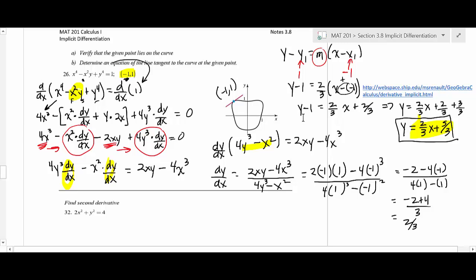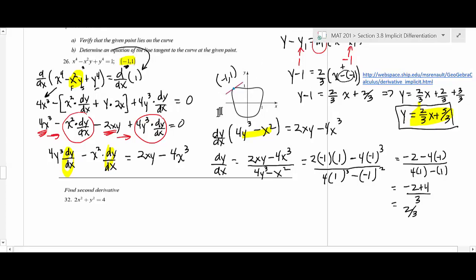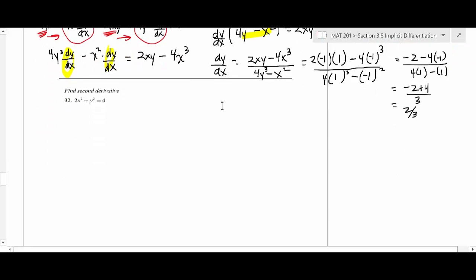You can work with things that aren't functions. Most of the time we work with functions, but you can get away from that and work with things that look like this. Okay, you guys follow along okay? Let's do one other thing.